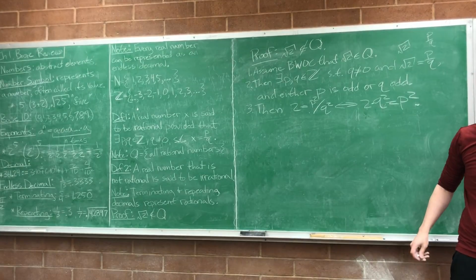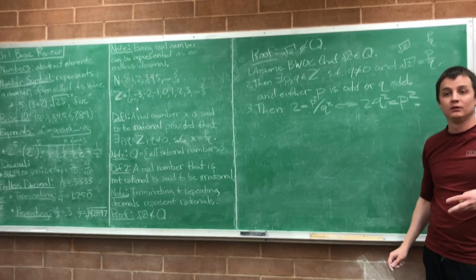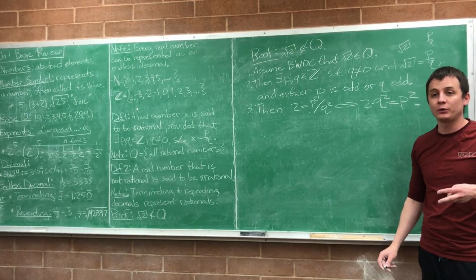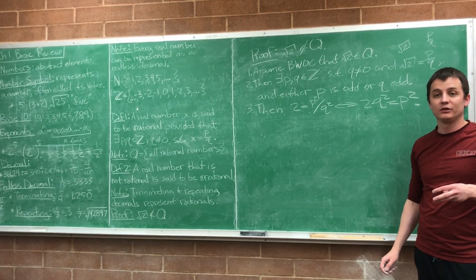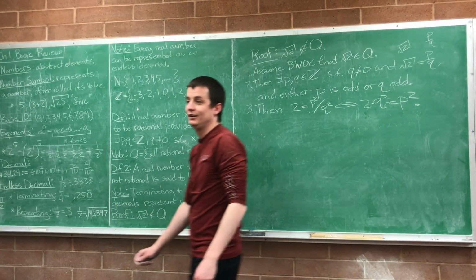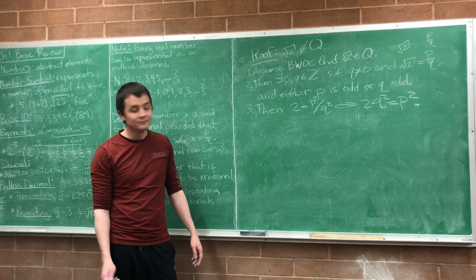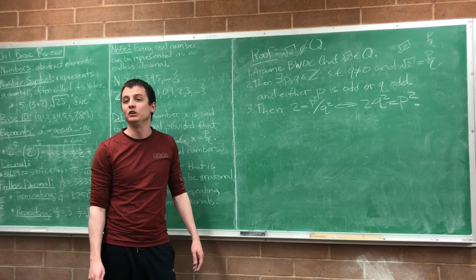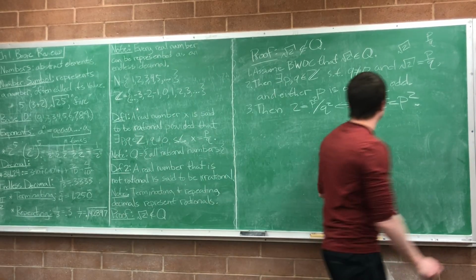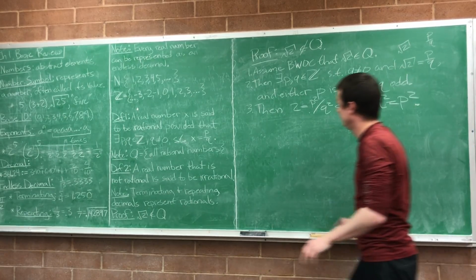Because anytime you square an odd number, you get an odd. What's 3 squared? 9, which is odd. What's 5 squared? 25. What's 7 squared? 49. What's 9 squared? 81. What's 11 squared? 121. Etc. When you square an odd, you get an odd. So since p squared is even, then p has to be even.